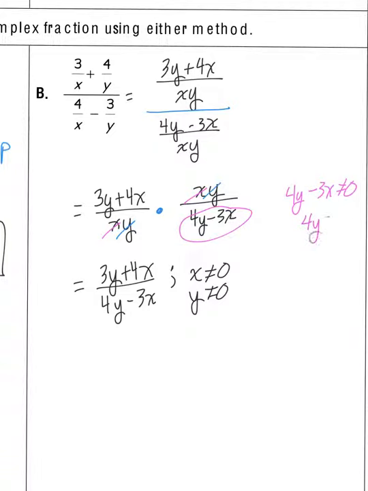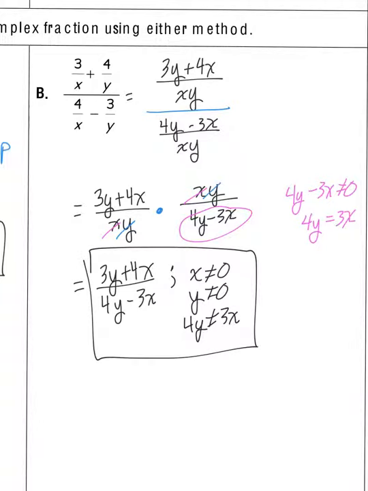So you get 4y is equal to 3x. I'm happy with that as an answer, but some teachers might want you to solve for y. So you could divide this side by 4 and this by 4 and get 3x over 4, or solve for x and divide by 3. But I don't see a reason for that. So just so long as the product of 4y does not equal the product of 3x, you're good to go. So there's your restrictions and your simplified fraction.